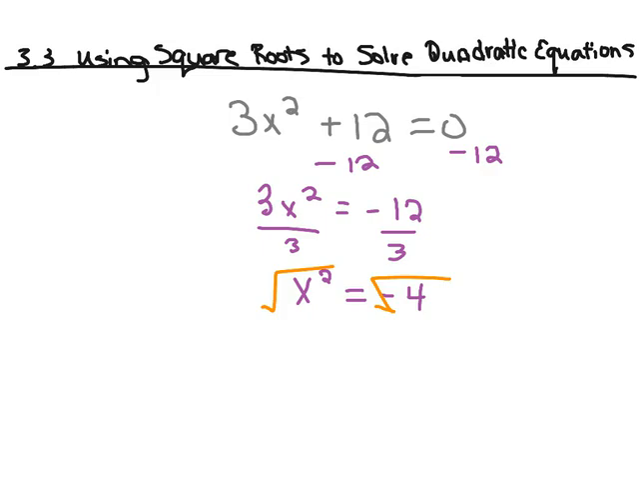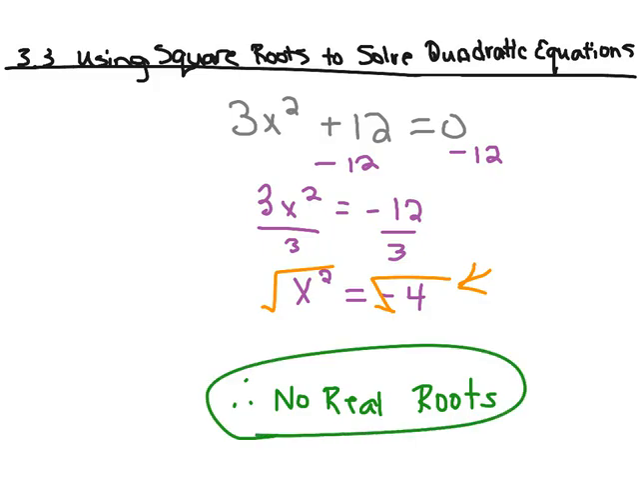So if you come to a solution where you have the square root of a negative number like this, your answer is you have no real roots. There's no real roots that can solve this equation. So there's no real roots.